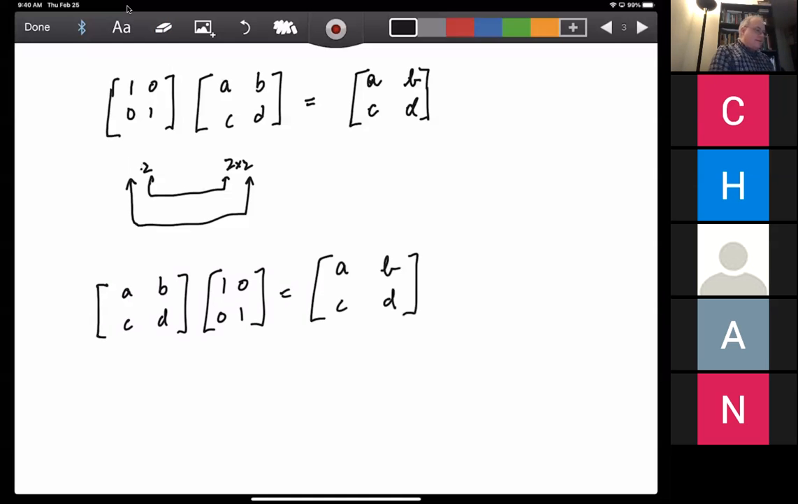Right, so we've shown that I times A is equal to A here. A times I, again, is equal to A. All right, so that's just one example of how the identity matrix works for a 2x2 matrix in the 2x2 context.